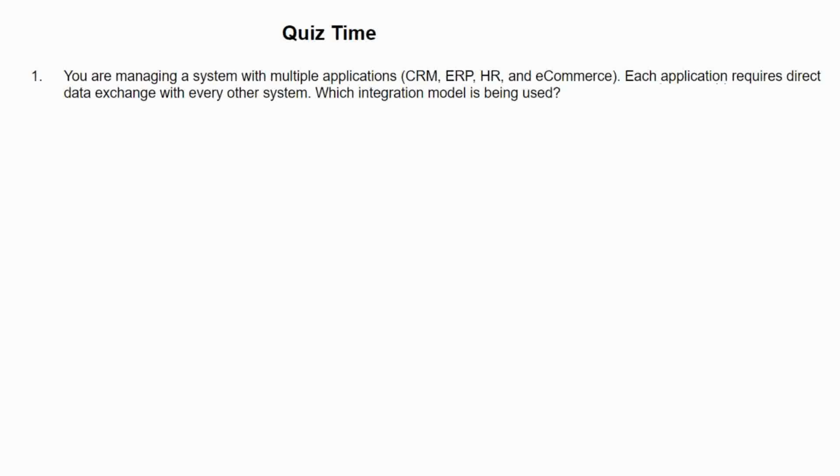You are managing a system with multiple applications, which involves CRM, ERP, HR, and e-commerce. Each application requires direct data exchange with every other system. Which integration model is being used? Your options are hub and spoke, point-to-point, service-oriented architecture, and API gateway. I guess it's a very straightforward question, and you can see it's asking for direct data exchange, so I think everyone would have answered this question. Let me give you the answer. This is point to point.